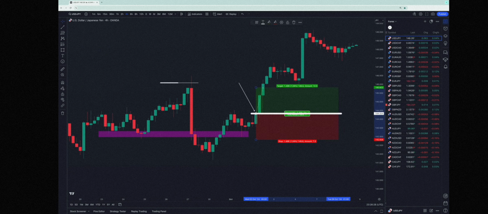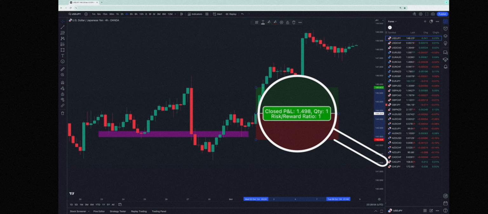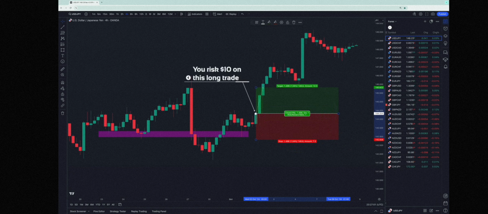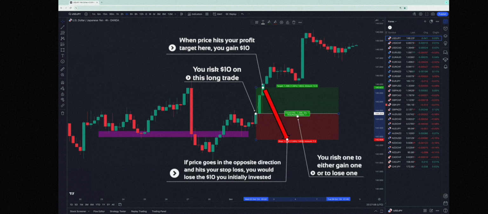Your entry here is this price here to the right. Your stop loss here is this price here to the right. Your profit target here is this price here to the right. Your risk reward is set to a default of 1 to 1. Let's say you risk $10 on this trade. When price hits your profit target here, you gain $10. If price were to go in the opposite direction and hit your stop loss, you would lose the $10 you initially invested. You risk 1 to either gain 1 or to lose 1.